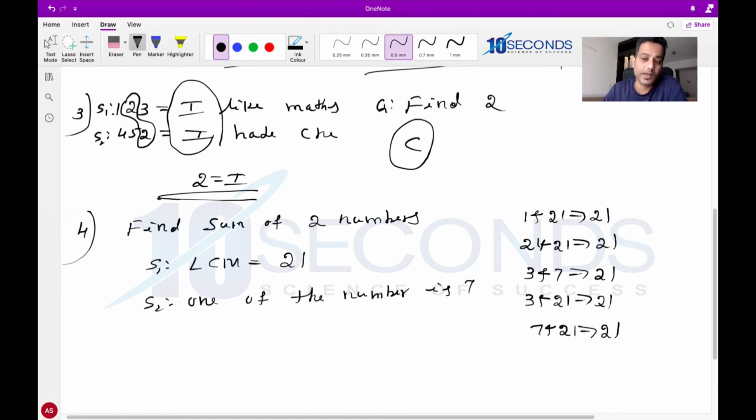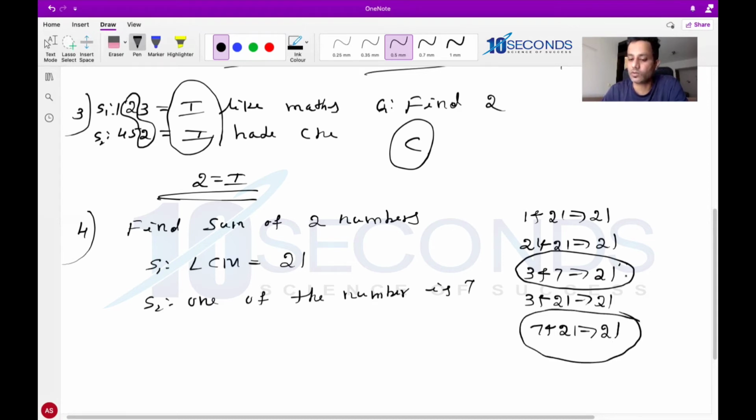If I take only the second statement, if you know one of the numbers is 7, can you find the sum of 2 numbers? To find the sum, you need to know the other number. Is the other number possible using only statement 2? No. So you need to combine and see whether the other number is possible or not. But how many numbers are there where one of the numbers is 7? You can see 1 here, and I have one more.